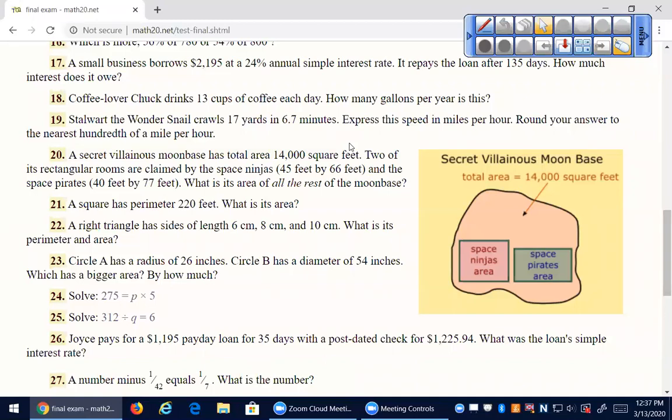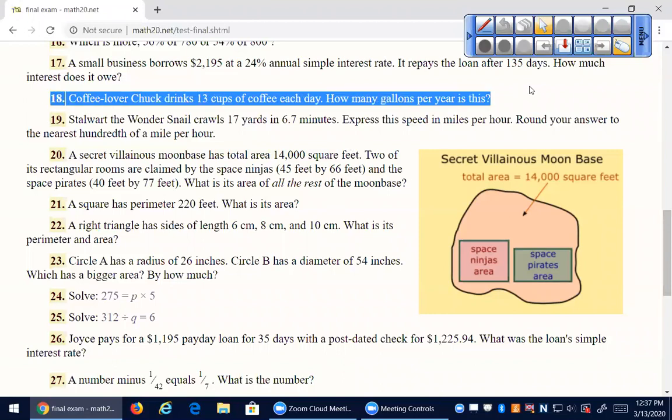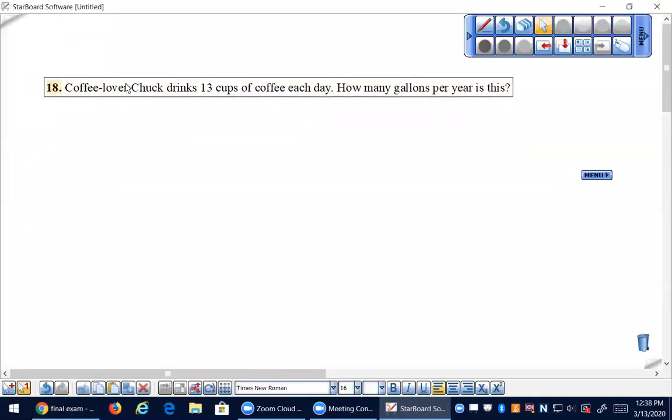Oh, okay. Coffee truck drinks 13 cups of coffee a day. How many gallons a year? That can't be healthy. So, okay, so there's 16 cups in a gallon. So you go 4 cups of coffee is okay. 16 cups, that's too much.